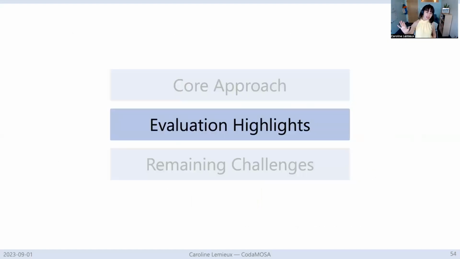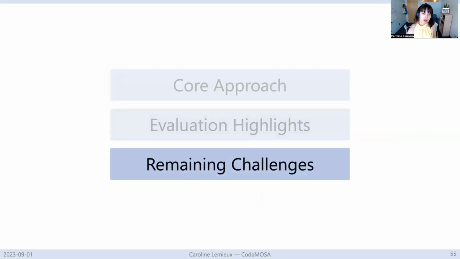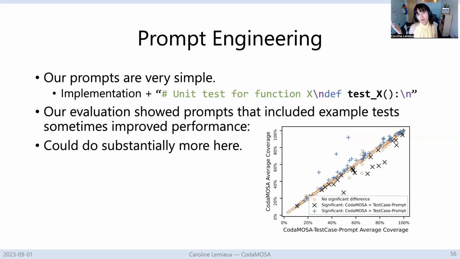So those are the main highlights from the evaluation, and I just want to close on some challenges. Where could we improve? One of the clear places to improve is on prompt engineering. The prompts we did here were super simple, kind of the most naive thing I could think of, just the implementation of the program under test, plus this prompt for a unit test for function x, where x is, of course, filled in with the function name. Similarly for methods and constructors and so on.